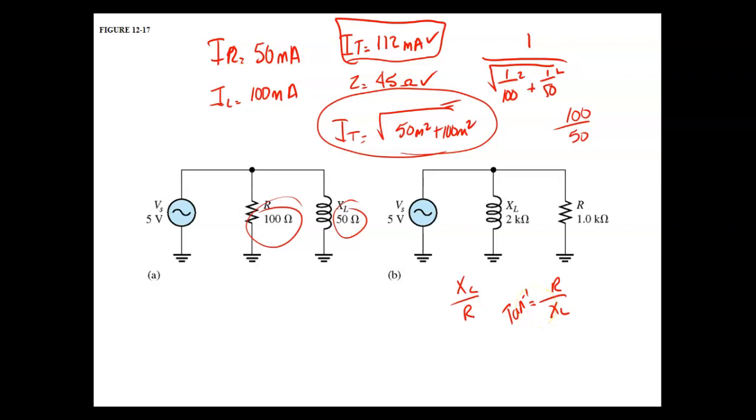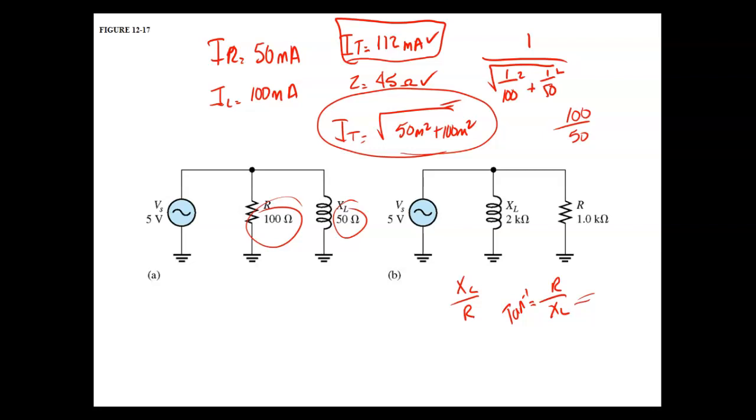Why? Because we're dealing with current, and current is the reciprocal of voltage, right? It's inversely proportional. So if I've got currents, then I can still use reactive over resistive. But if I want to use opposition, then it's got to be resistive over reactive. Which now you've got to remember two different ways. But you should get the same angle if you do this right here. 63 degrees.